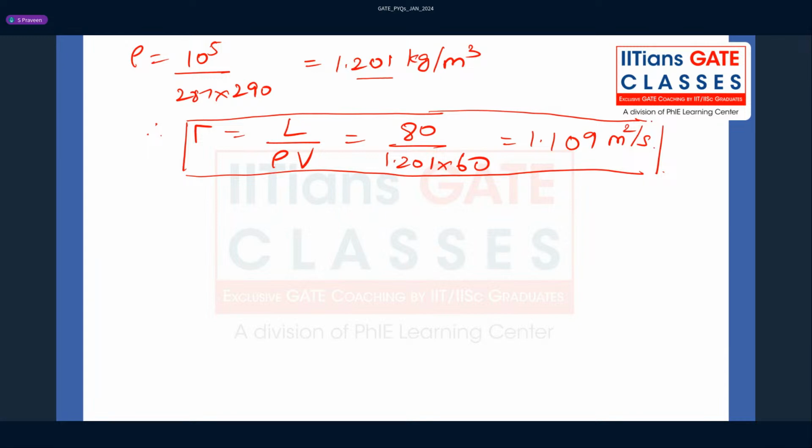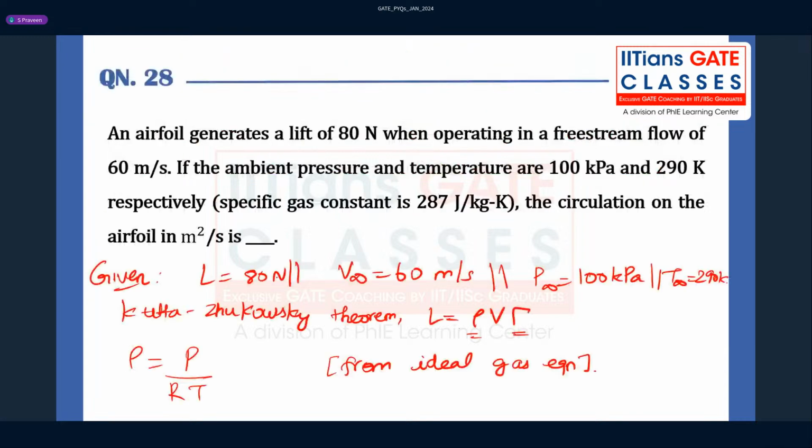So please be careful with the virtual calculator in GATE exams. Many people tend to make mistakes there.